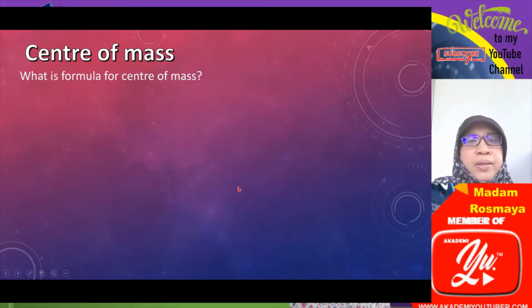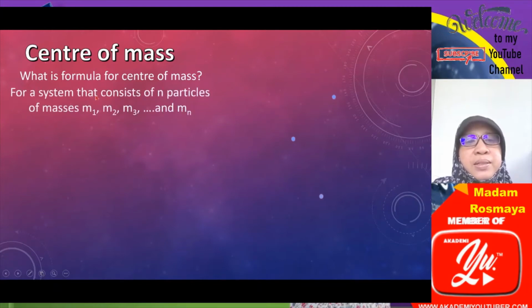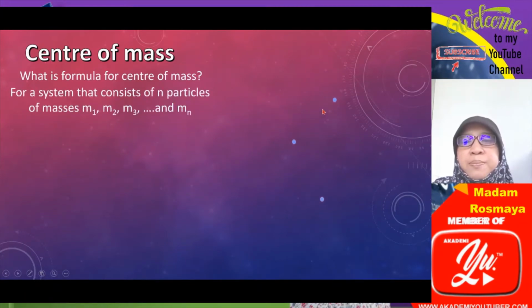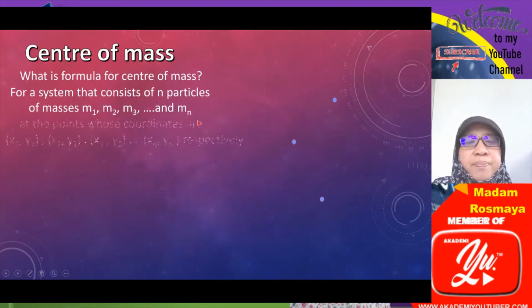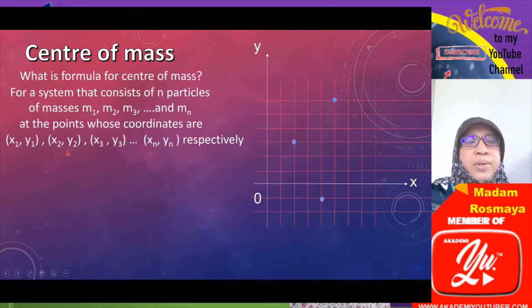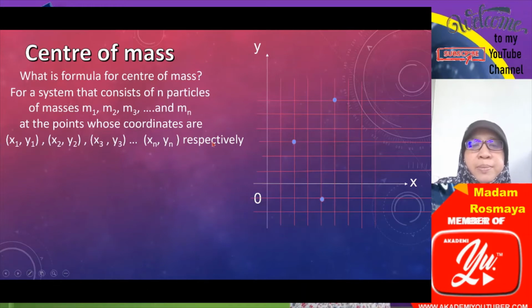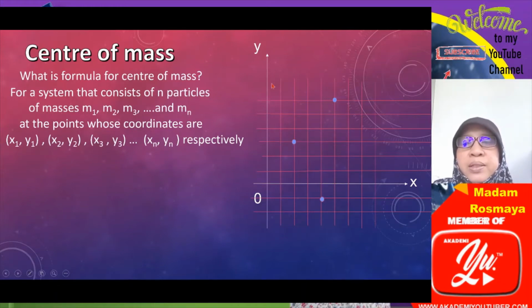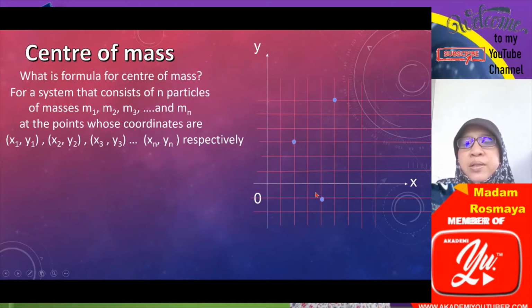Okay, so next we discuss the formula. What is the formula for center of mass? The formula of center of mass consists of n particles. For example here, 3 particles of masses m1, m2, m3, ... and mn, at the points whose coordinates are x1, y1, x2, y2, x3, y3, ... xn, yn respectively. Okay, so imagine you draw a Cartesian plane. So you know the position of the 3 objects here.